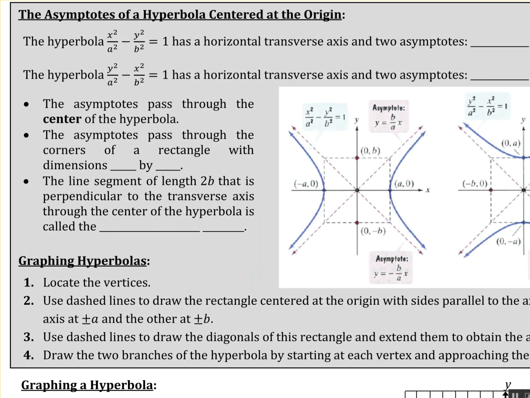The one thing I will talk about is that the other axis, the one that is perpendicular, is called the conjugate axis.